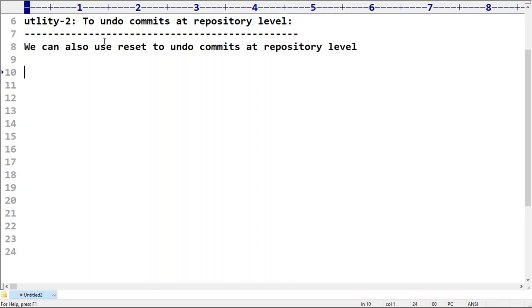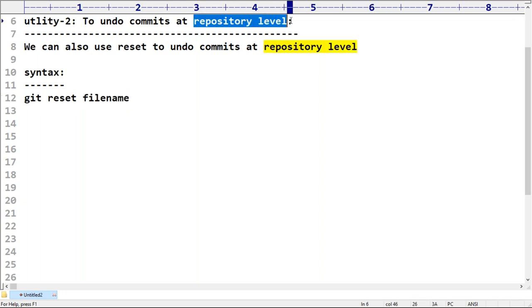So at the repository level, how can you do that? What is the syntax? Please take special care about the syntax. Git reset: earlier we discussed the file name, to discard the changes related to a file in the staging area. But now my requirement is at the repository level. A repository never talks about files. A repository always talks about commits. That's why here you have to use a commit ID.